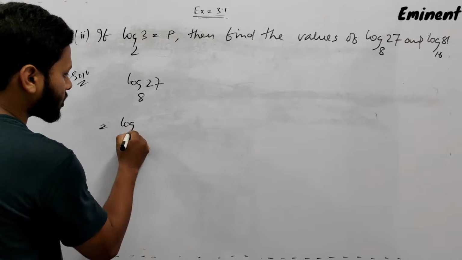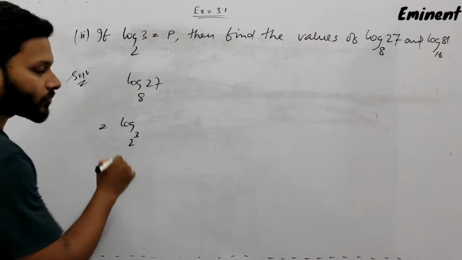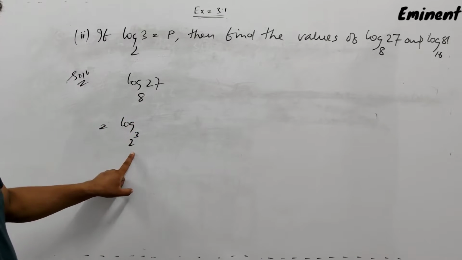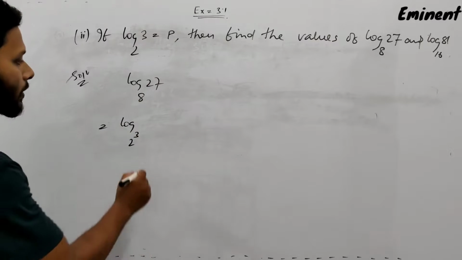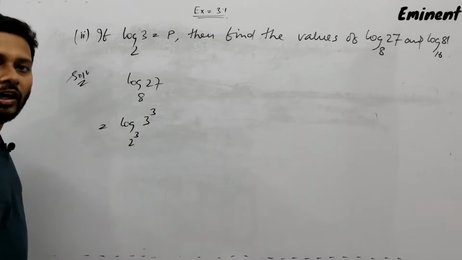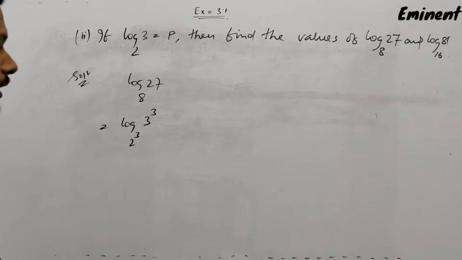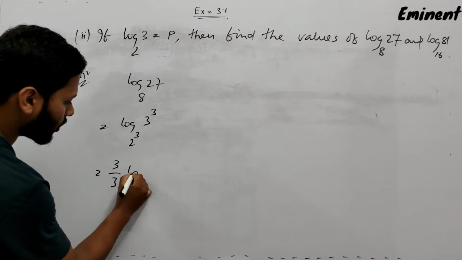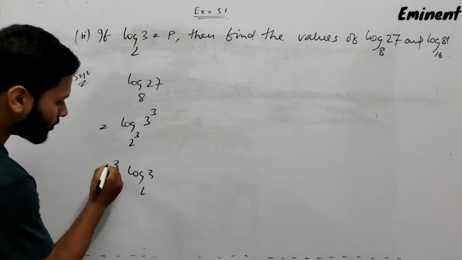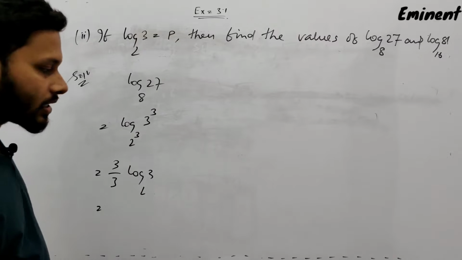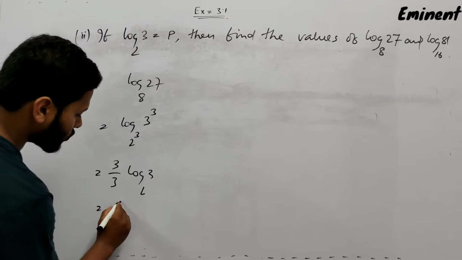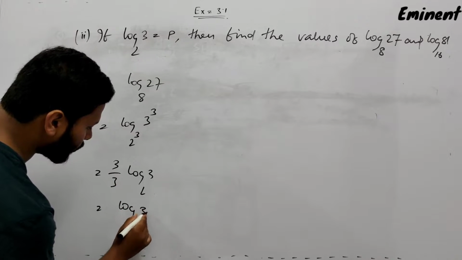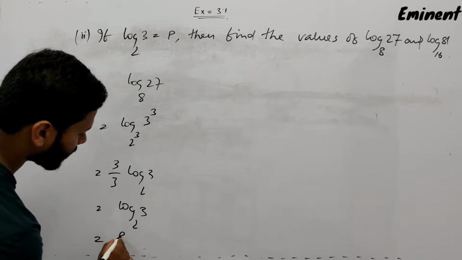So it can be written as log 2 to the power 3, because 8 can be written as 2 to the power 3, and 27 also can be written as 3 to the power 3. Now by applying the power law of logarithm, it can be written as 3 by 3 log base 2 3, and 3 by 3 will cancel each other. Then it can be written as log base 2 3, and the value of this one is p.